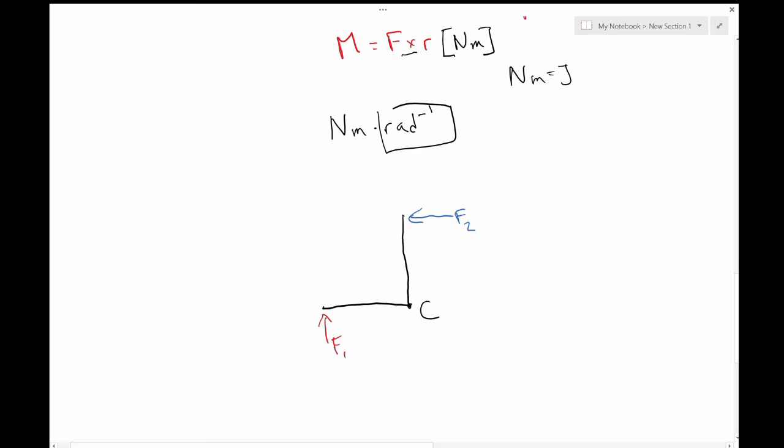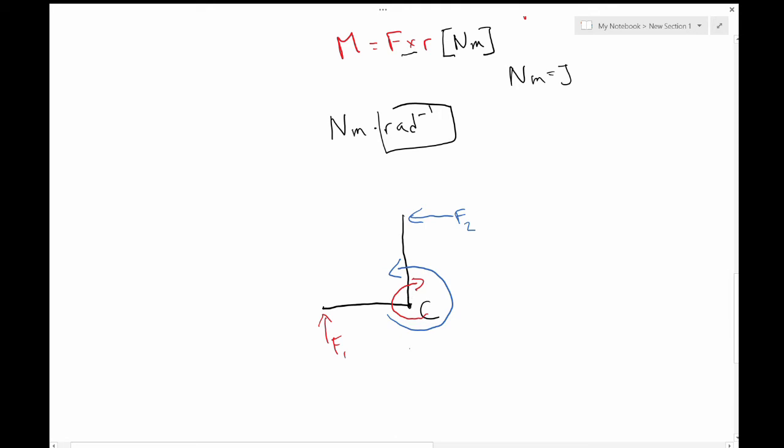It's going to try to turn things clockwise, and F2 is going to try to turn things the other way, anti-clockwise. So this is really just to demonstrate that even though F1 is acting in the y direction and F2 is acting in the x direction, they can both contribute to a moment about C.